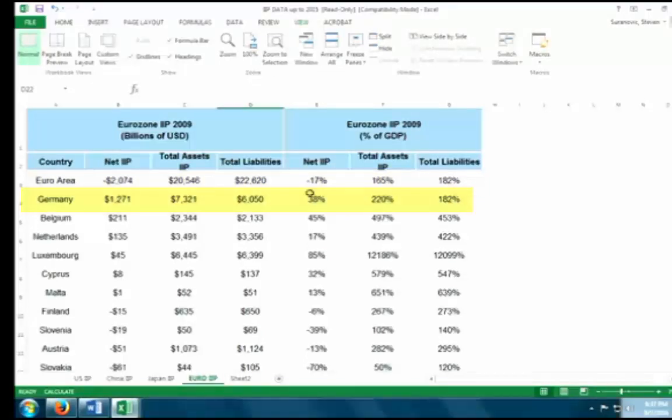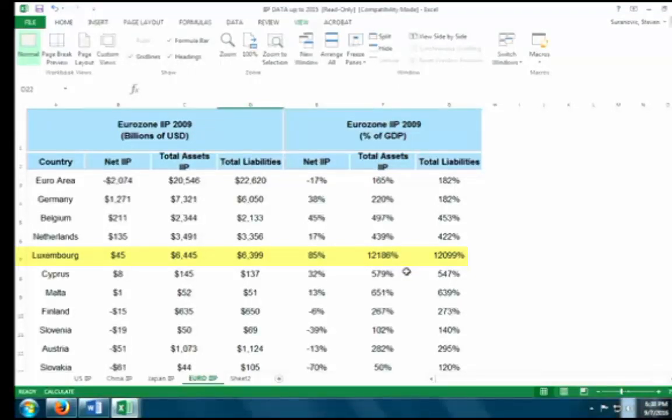Germany, for example, is a creditor country. Net IIP of 38%, assets and liabilities over 200% in assets. But they are a creditor nation, meaning if anything, they have lent money to the rest of the world, or they have net purchases of assets from abroad relative to internal purchases in Germany. Same thing is true for Belgium, creditor country. Netherlands, a creditor country.